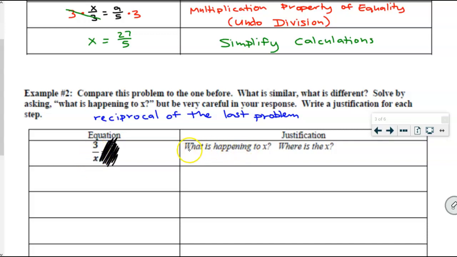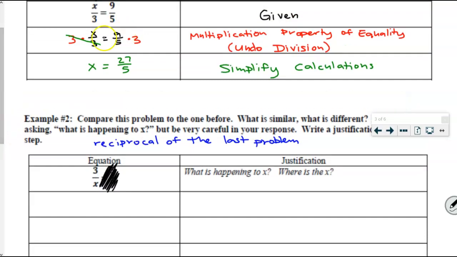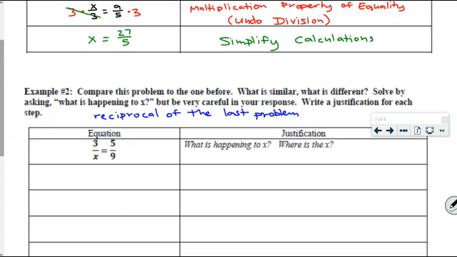So here's an interesting thing. What is happening to x? Nothing. X is doing the things, right? Nothing is happening to x as it was in the last problem. Compare it to this one. X is divided by 3 here. 3 is divided by x. So where the x is makes the problem a little bit different.